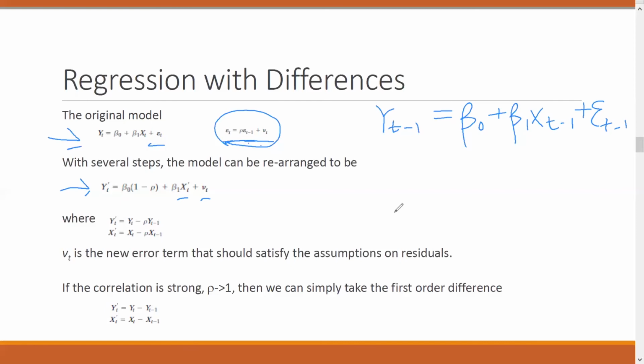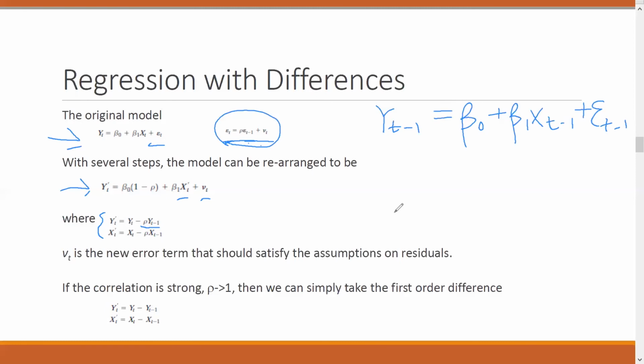And we're going to assume this new error term of vt will be independent of each other. There's no correlation issue with vt anymore. And y prime t and x prime t will be noted by these two. As you can see, basically y prime t is the difference between the current period y and the previous period value of y, but multiplied by rho, while rho is the slope coefficient in the error term. All right, same for x.